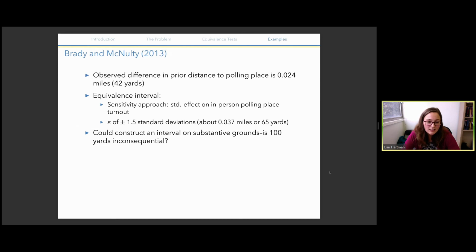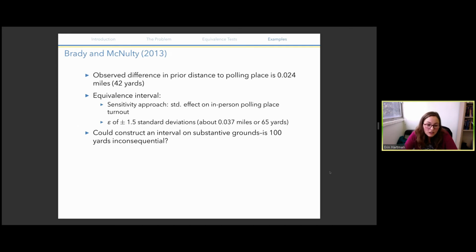When we conduct our equivalence test, we use the sensitivity approach, right? I don't know how to tell you what is an inconsequential walk. I love walking. Maybe it's half a mile. Maybe you hate walking. It's 20 feet. We can debate that. So we're going to start with the sensitivity approach, and we look at a standardized effect on their primary outcome of interest, in-person polling place turnout. It was about 1.5 standard deviations, and that amounts to about 65 yards, right? So we're going to set an equivalence range of 65 yards. We're going to test at baseline: were these two groups more than 65 yards different, versus were they not?